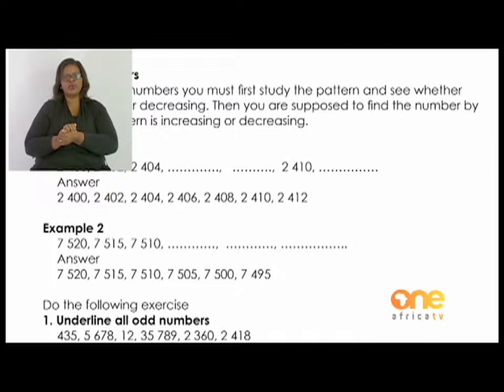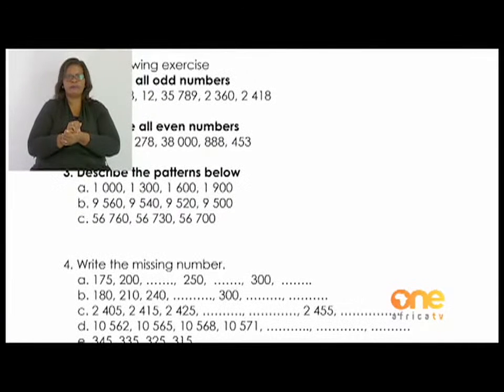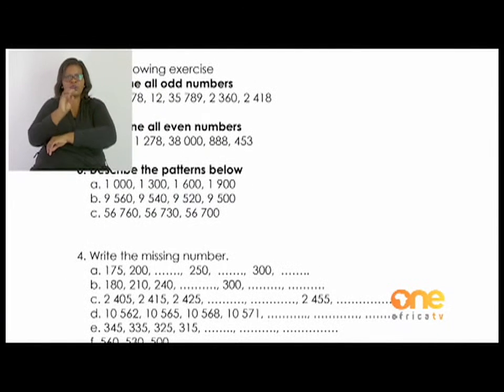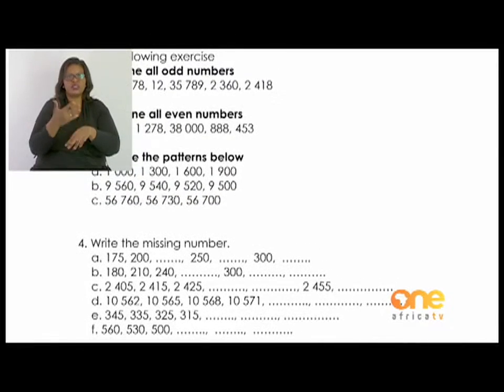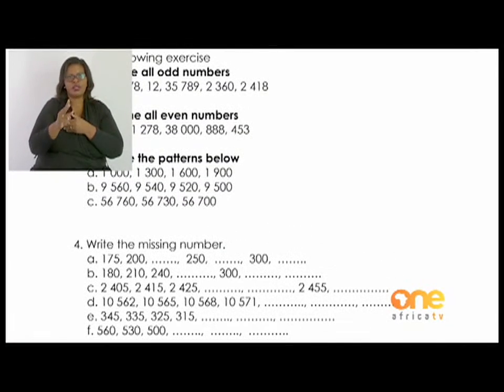So for your activity, the first one, you are supposed to underline odd numbers, like what we did on the chalkboard. I can identify one for you, then you do the rest on your own on number 1. Remember, when you are dealing with odd numbers, you are supposed to work with the numbers which are ending with 1, 3, 5, 7, and 9. So all the numbers which are not ending with those are not odd numbers. So 435 is an odd number. You are going to do the rest on your own.